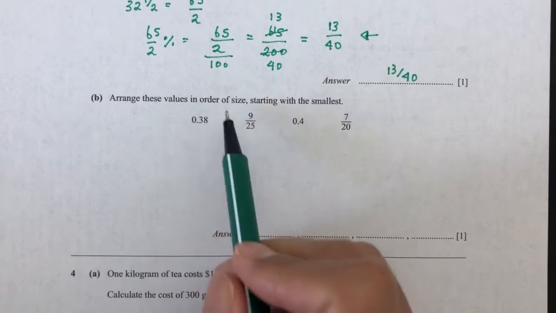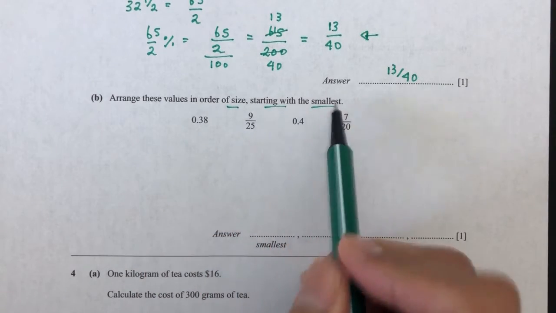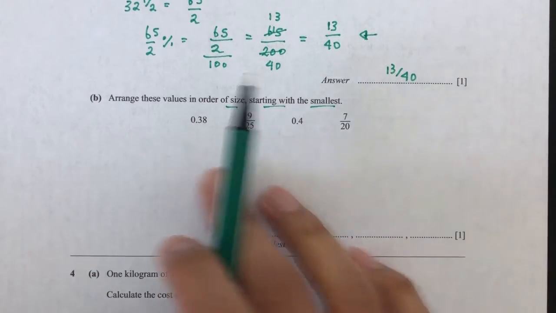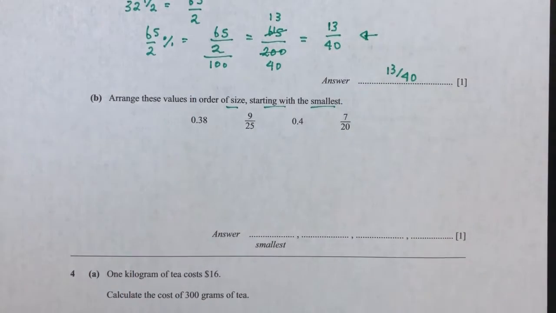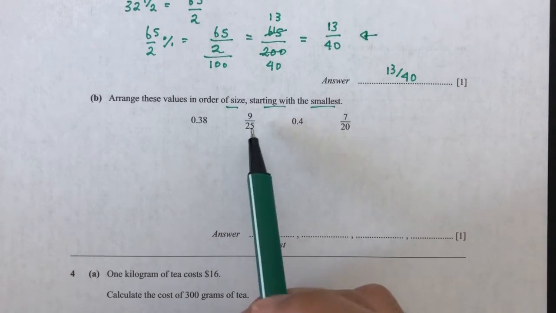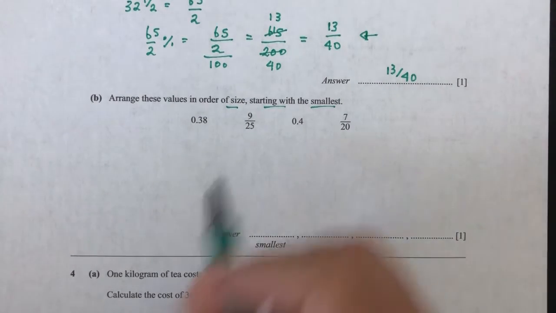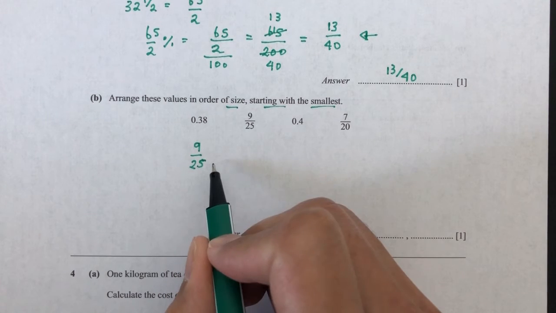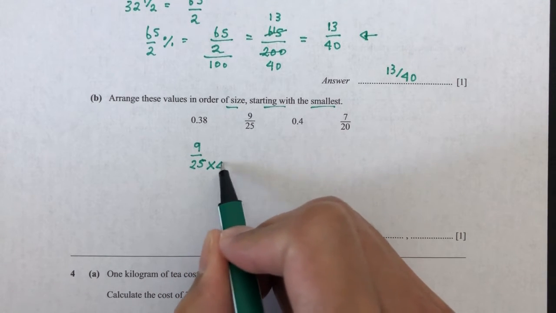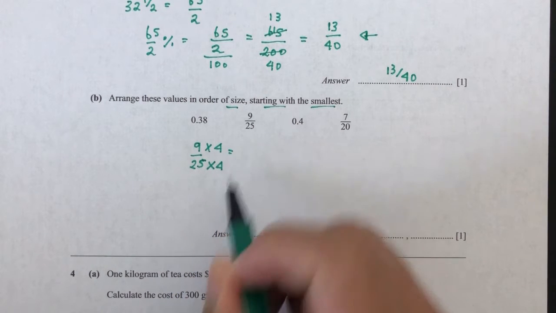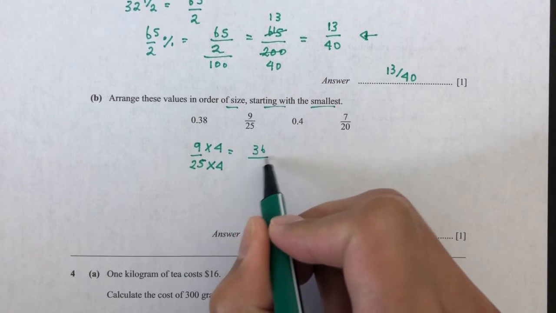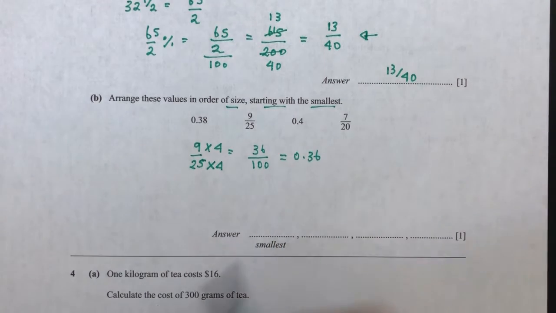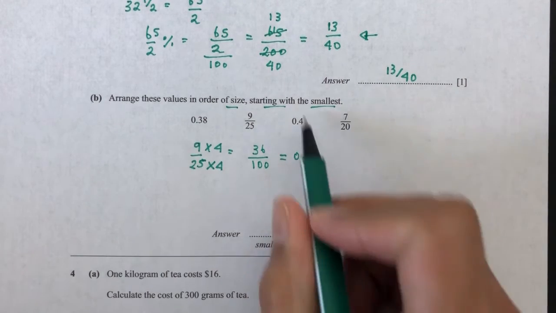Arrange these values in order of size, starting with the smallest. It's kind of hard to compare because we have decimals and fractions. So what we can do is convert every number into a decimal. You can observe here we have 9 over 25. We can multiply by 4 on the top and bottom. We get 36 over 100, which is 0.36. So now we can compare decimals with decimals.